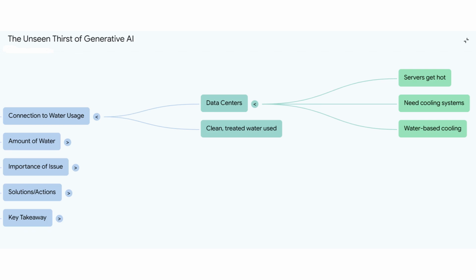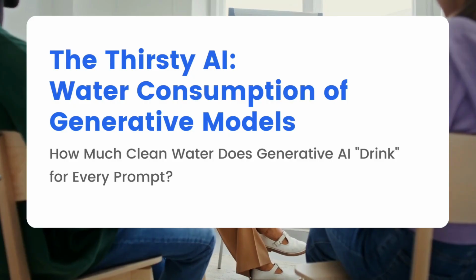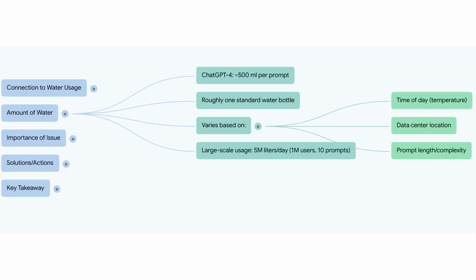Okay, got it. So let's talk scale then. This is where it gets really interesting, right? What are the numbers actually like? Yeah, the numbers are pretty eye-opening. There was a study in 2023 from the University of California, Riverside. They estimated that for every, say, 10 to 50 prompts you give to something like ChatGPT. Just like asking it a question or giving it a task. Exactly. That little interaction could use roughly half a liter of fresh water, 500 milliliters.